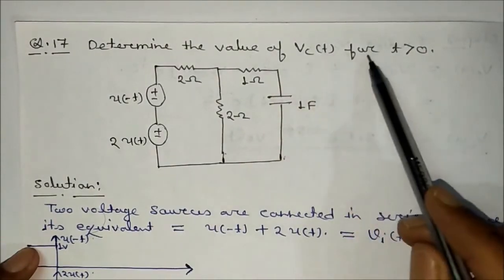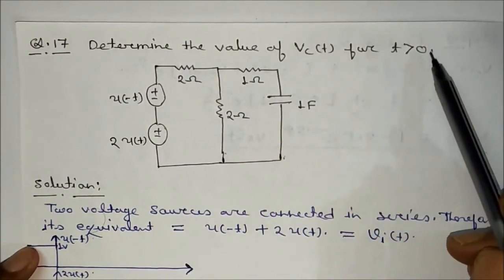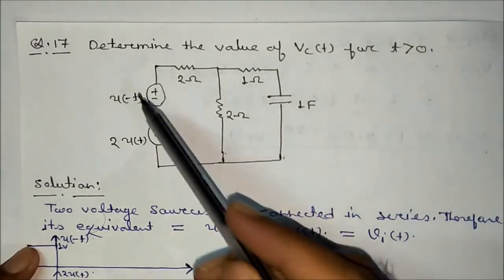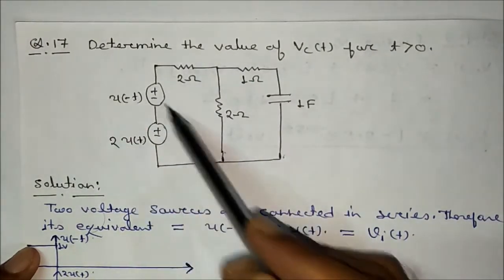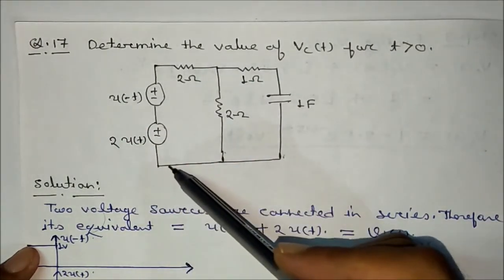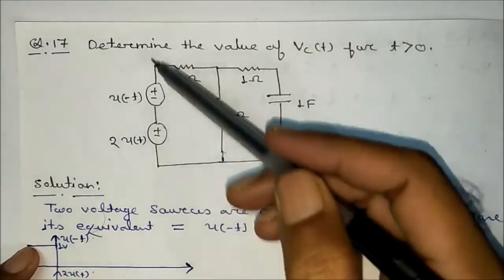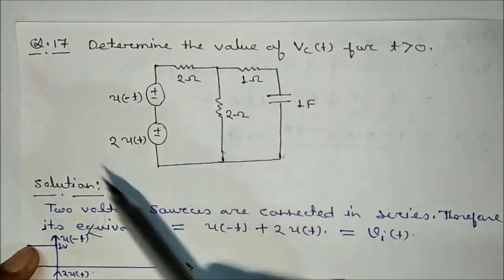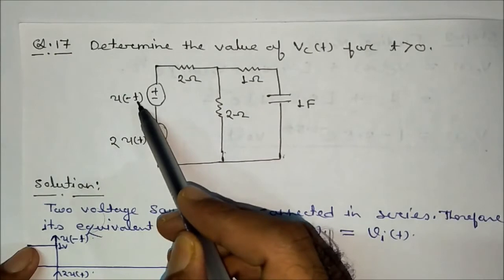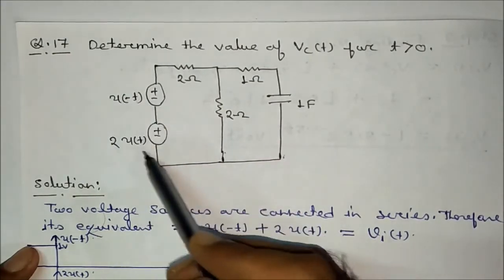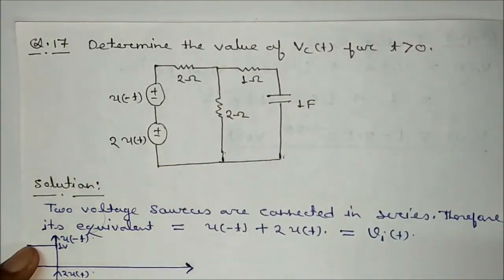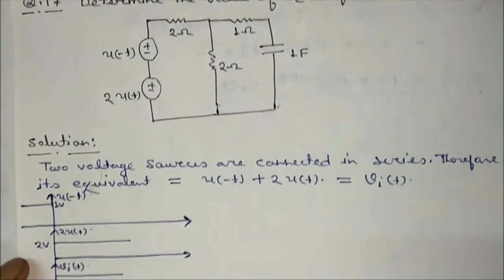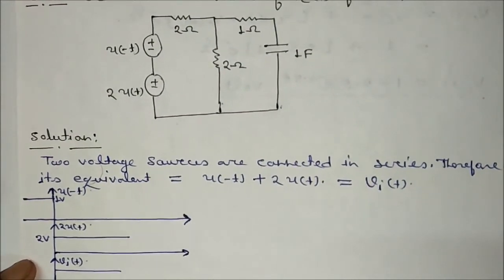Determine the value of VC(t) for t greater than 0. You see, these are the two voltage sources connected in series. If we want to make a single voltage source, what will we do? We will write u(-t) + 2u(t), because two voltage sources connected in series can be added up.